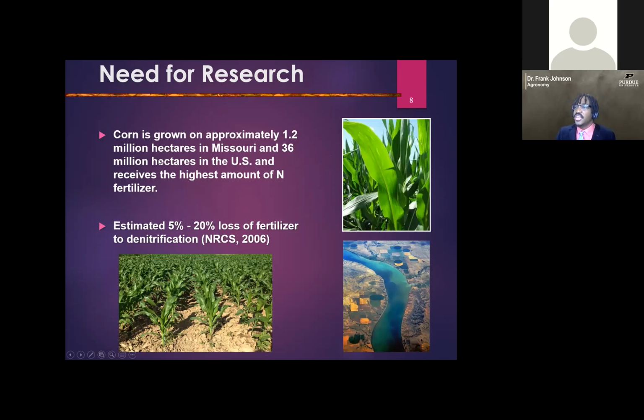There is a huge need for this research because corn is grown on approximately 1.2 million hectares in Missouri and 36 million hectares in the United States. Corn needs nitrogen to grow well, so as a result, it receives the highest amount of nitrogen fertilizer in the US. The NRCS estimated that between 5 and 20% of the applied nitrogen fertilizer is lost through denitrification.